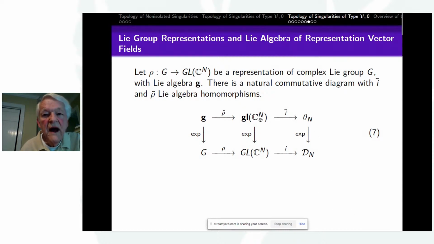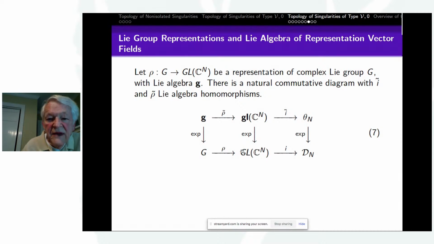Okay, so what we obtain as a result of having such a representation of a complex Lie group, we have its Lie algebra. If we have a representation of G, it's a Lie group homomorphism into GL_N(C). On top of it, we have the corresponding Lie algebra homomorphism from the Lie algebra of capital G into the Lie algebra of GL_N(C), which is just the N by N matrices.